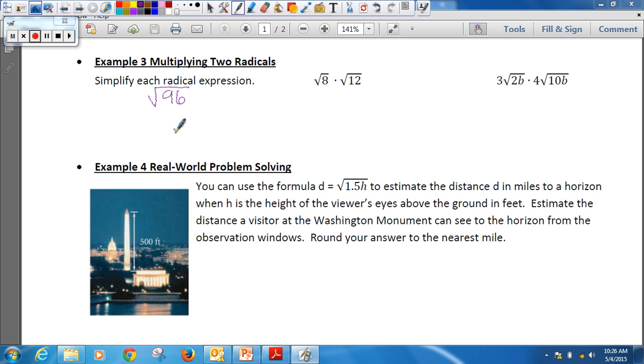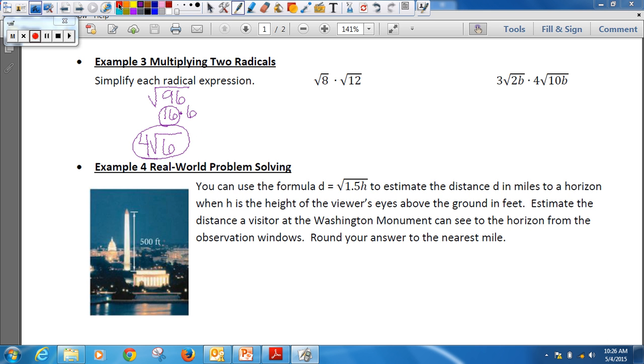So you have to ask yourself, are there any perfect squares in 96? And there are. I can rewrite it as 16 times 6. My perfect square is 16. The square root of 16 is 4. I'm left over with 6, so 4 square root of 6. There's no perfect square that will go into 6, so that is simply my answer.